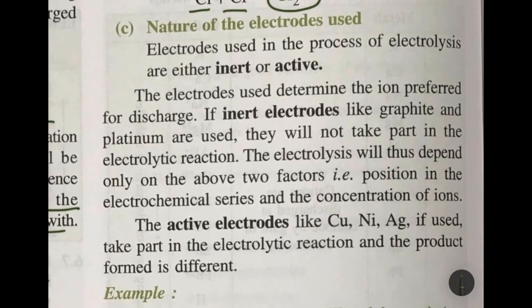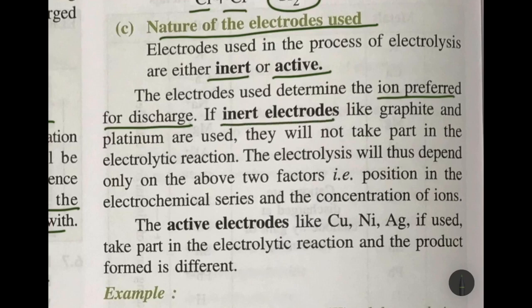Now next is the nature of electrodes used. Electrodes used in the process of electrolysis may be either inert or active. Inert means they do not react; they do not take part in the electrolysis reaction. So electrodes used determine the ions preferred for discharge. Examples of inert electrodes are graphite and platinum. They will not take part in the electrolytic reaction.